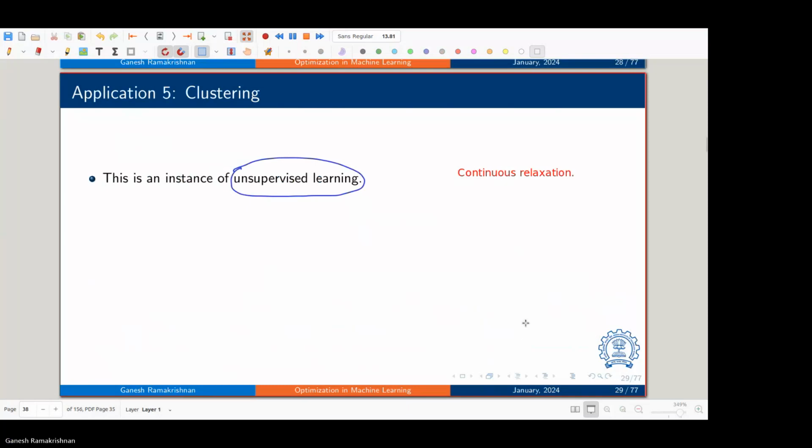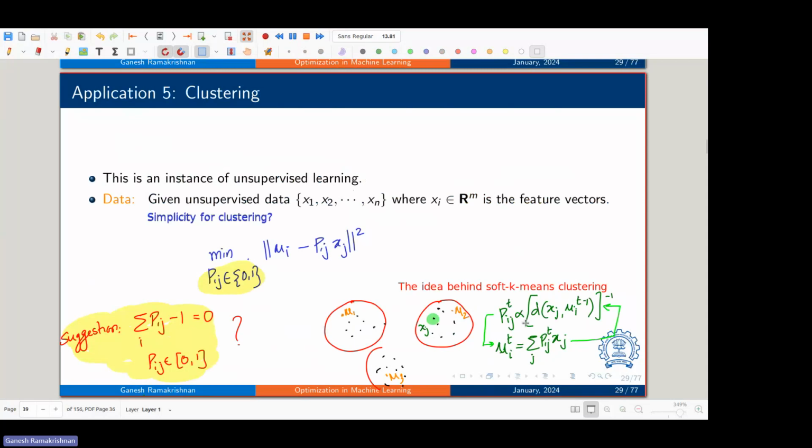So I said continuous relaxation. Okay, so let's say I have these data points x1, x2, xn, right? And I want, again, simplicity is something I brought up earlier. So I'll say I want some simplification, so the clusters look simple. How do I impose that?